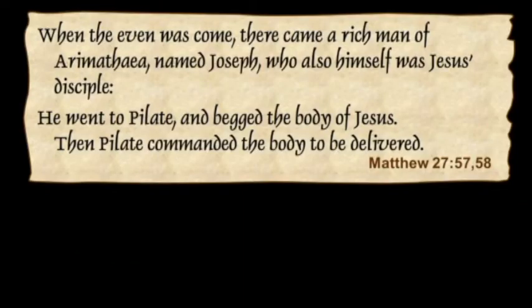In Matthew 27 again, we lean on that pretty heavily in this study. Starting verse 57. When even was come, there came a rich man of Arimathea named Joseph, who himself was Jesus' disciple. He went to Pilate and begged the body of Jesus. Then Pilate commanded the body to be delivered. That's an interesting verse, because you need to realize an average person couldn't go make an arrangement to go see the personal representative of the ruler of the world. Joseph was obviously one of the most connected, most influential people alive at that time.